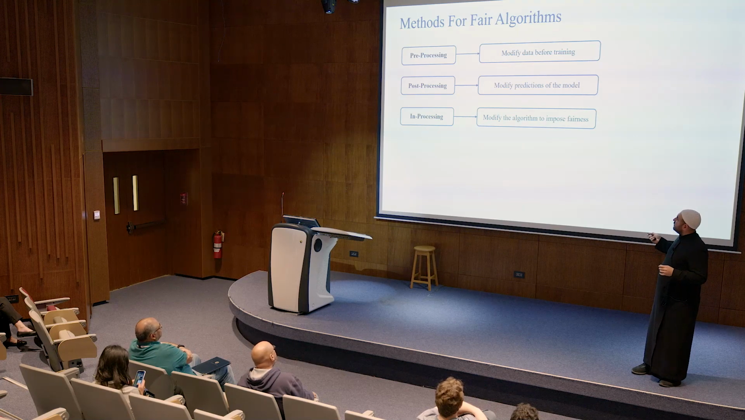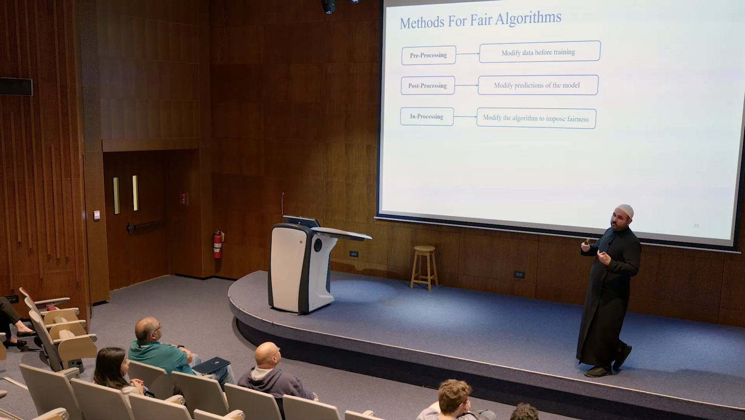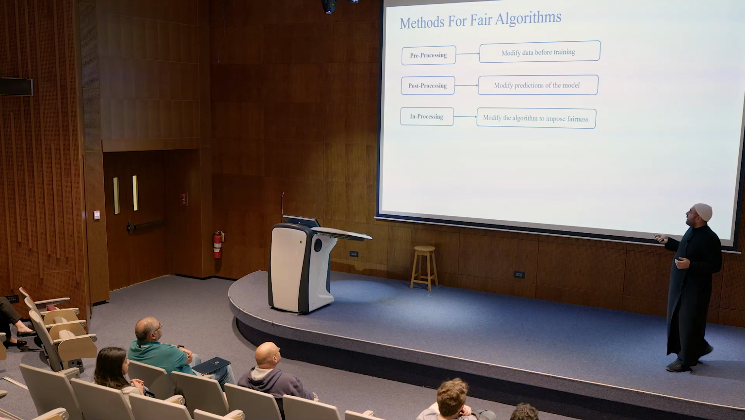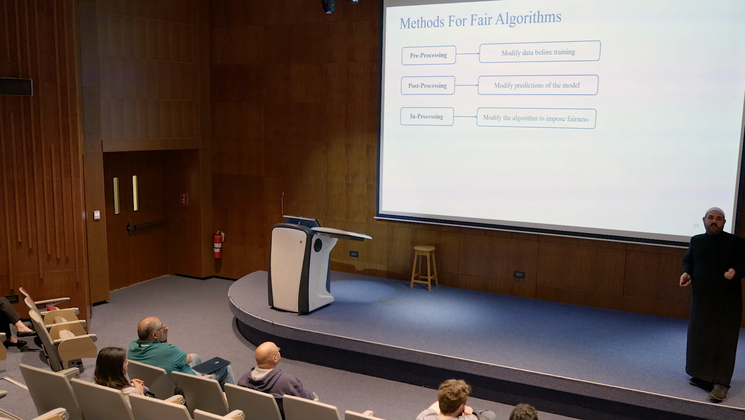In post-processing algorithms, they try to modify the predictions. So they change the values of the predictions to make the models fair. And in in-processing methods, we actually design algorithms so that the algorithms are fair.